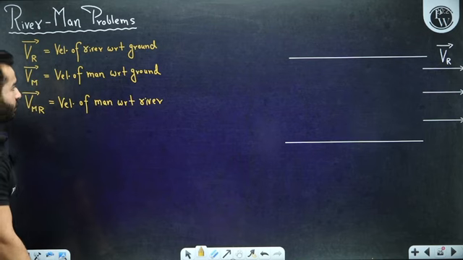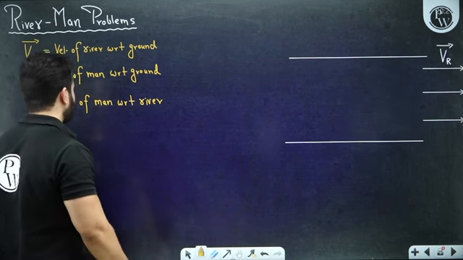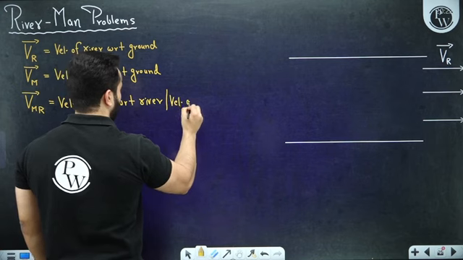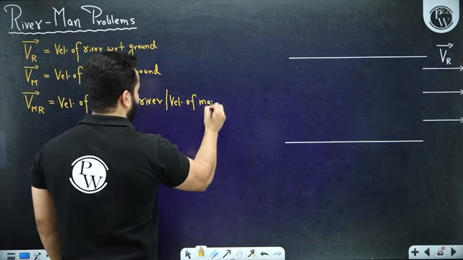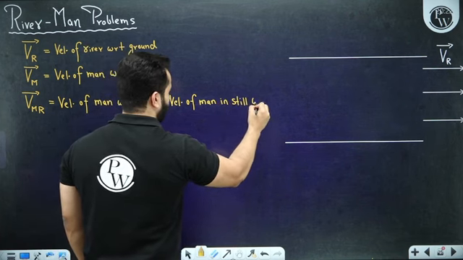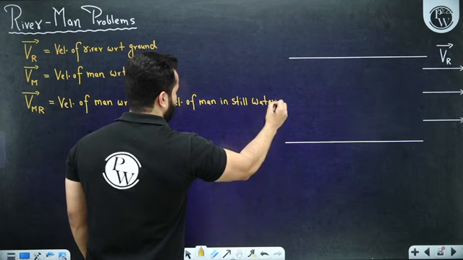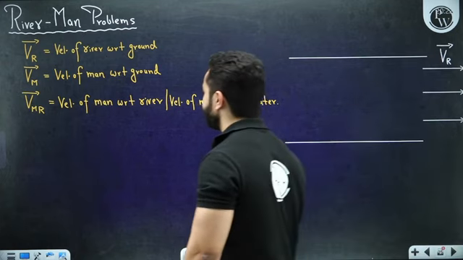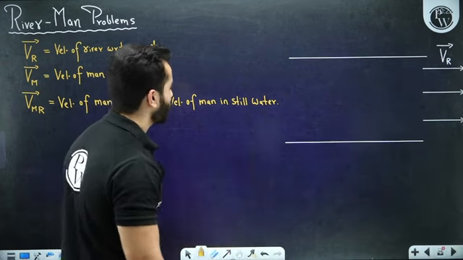This is very important, right? Why? Because sometimes this is also known as velocity of man in still water. Does it make sense now? What do we mean by in still water? Right? Velocity of man in still water. Hopefully everything is clear.